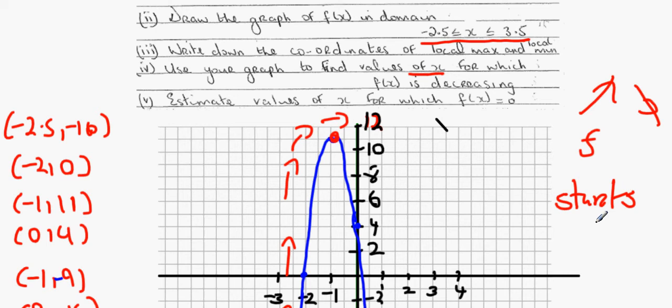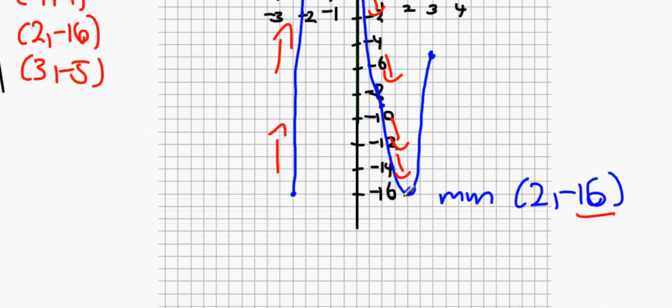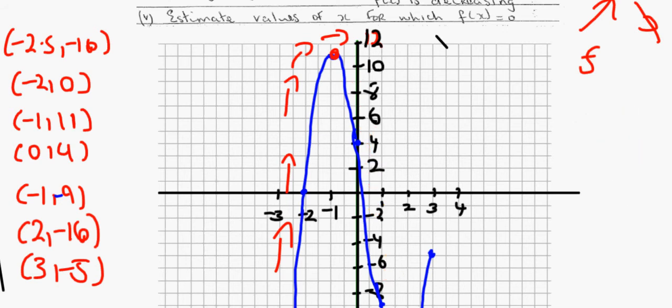Remember, the values of x we're looking for. It starts at x equals minus 1, just after x equals minus 1. Now it's decreasing, you're still decreasing, and then it stops decreasing at x equals 2. So the values we're looking for are between minus 1 and 2. So it's going to be minus 1 is smaller than x, and x has to be smaller than 2. That's when it's decreasing. Okay? So we'll just clean up this graph.